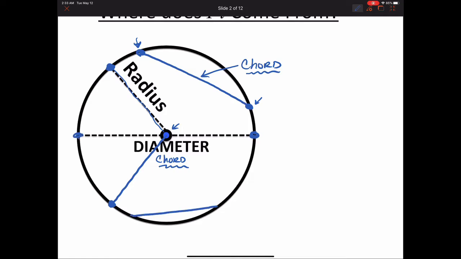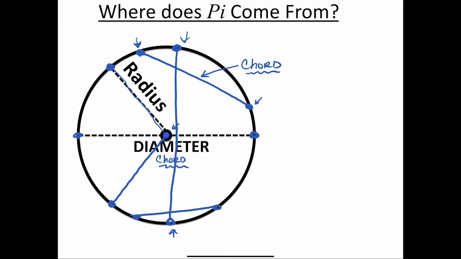Well, not too many sizes, but as long as the endpoints are on the circle itself and it's made up of a segment, it's a chord. It could be super, super close to being a diameter. It can go almost through the middle, but that's a chord. But the endpoints have to be on the circle. That's what makes a chord what it is.